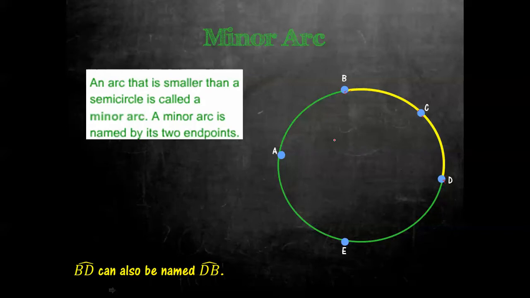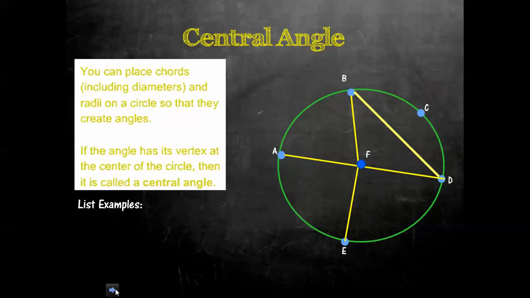So it's just the arc of the circle that is smaller than a semicircle. Okay, a central angle. All right, you can place chords. So a chord would be like BD, or the diameter, right? Diameter is also a chord, AD. Or let's see if we have any other ones. No. Okay, so you can place any chords and the radii on a circle so that they create angles.